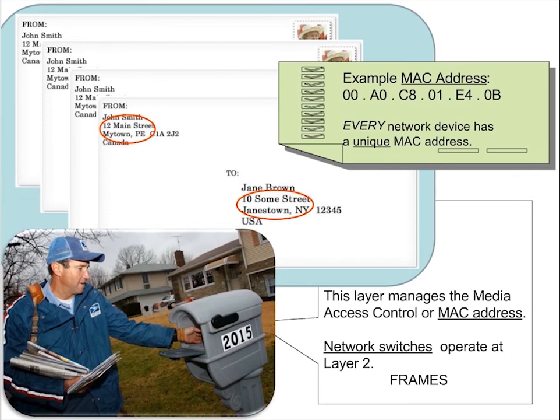Network switches transport these packets based on the MAC address. They are very specific. They know exactly where the end device lives. Network switches operate at layer 2.